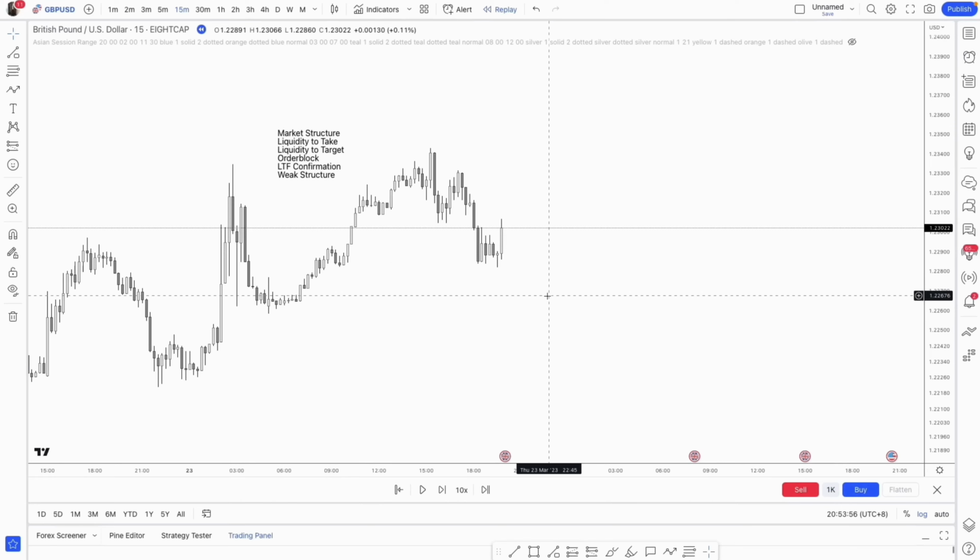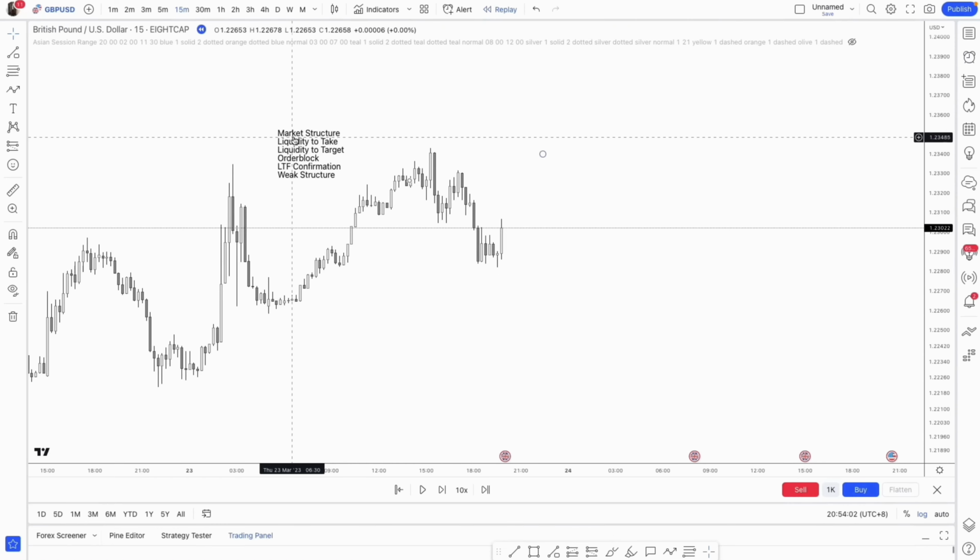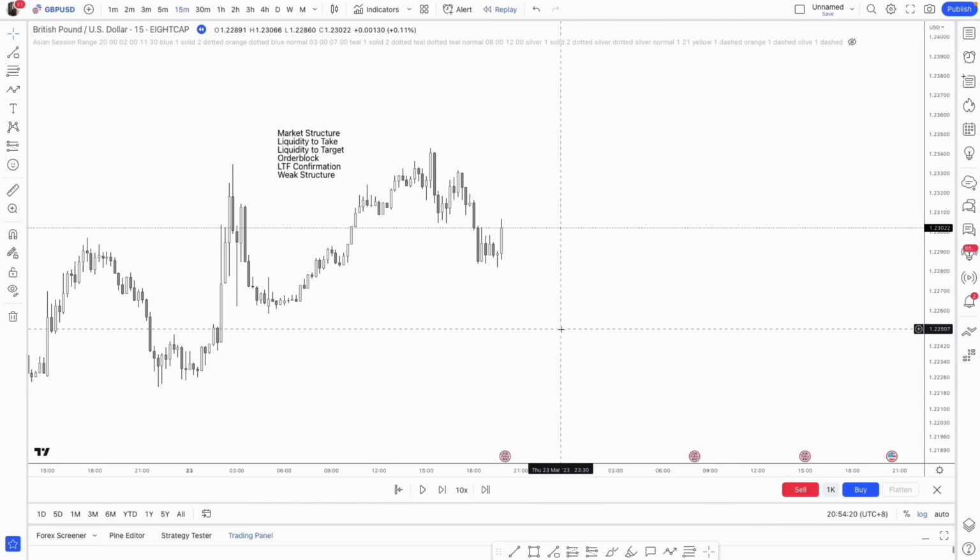So let's begin. With this trading strategy, there are 6 fundamental steps. We have market structure, we have the concept of liquidity to take, followed by liquidity to target, order block, lower time frame confirmation, and weak structure. Let's go through each of those one by one, and then let's use them to get into a profitable trade.